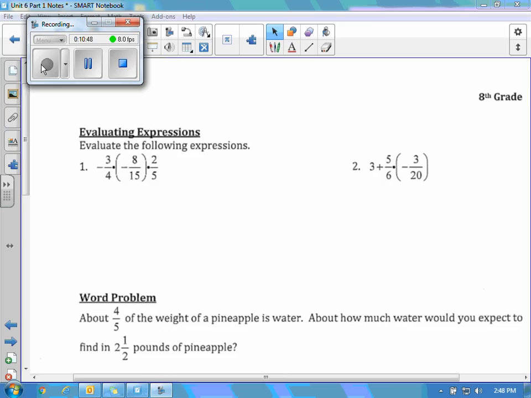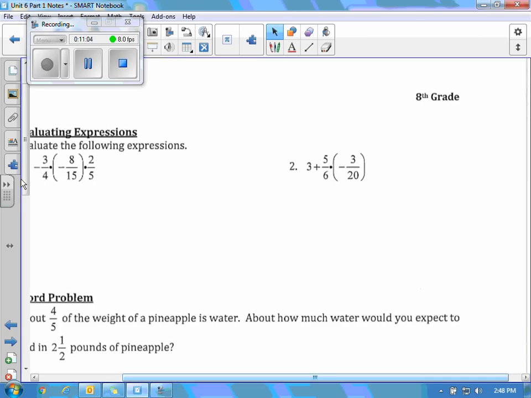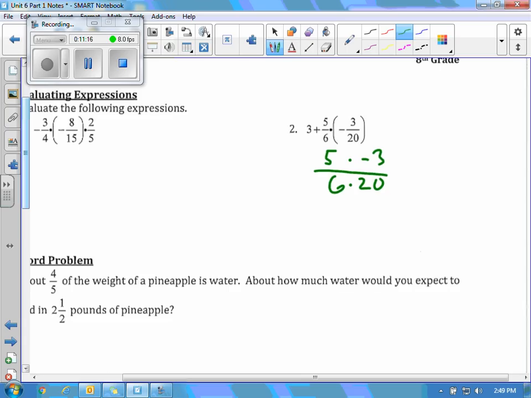In the next section, it says to evaluate the following expressions. We need to make sure that we are being careful with our order of operations. So for number 1, it's all multiplication, so I'll let you guys see that one. Number 2 is a little bit trickier because we have addition and multiplication. According to order of operations, we have to multiply first. So I need to worry about doing the 5 times negative 3 over 6 times 20 first.